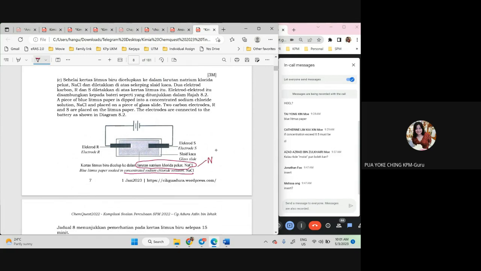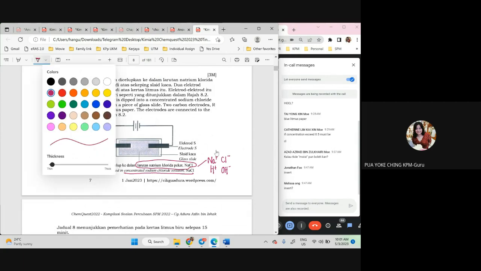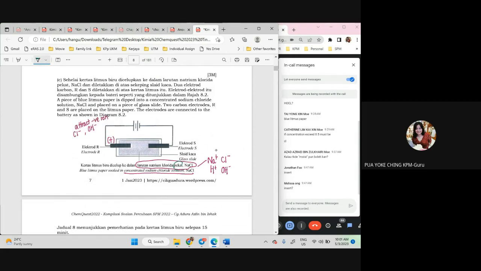So, you will have Na plus, Cl minus, H plus, OH minus. So, electrode R is the positive terminal. So, it will attract negative ion. Negative ion Cl minus dengan OH minus. Tapi ada perkataan pekat. So you choose Cl minus. So you will get 2 Cl minus produce Cl2 plus 2e minus.